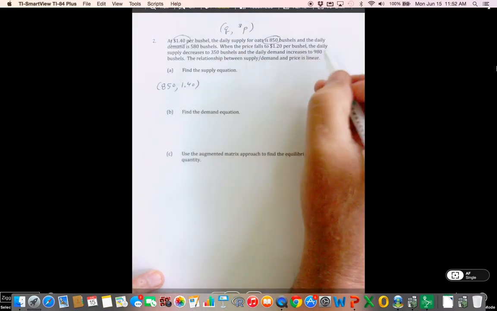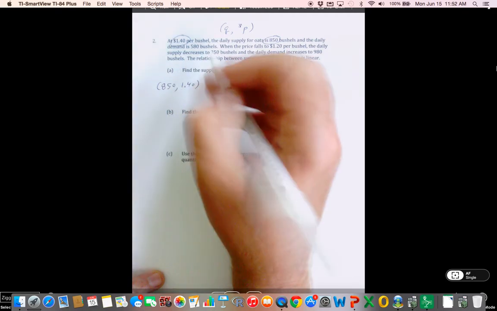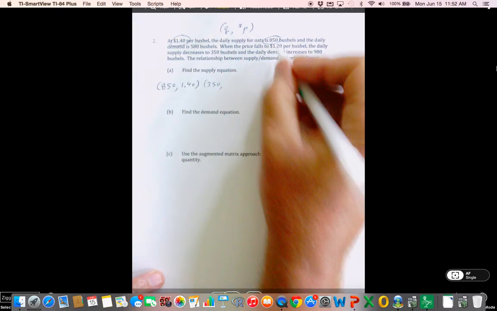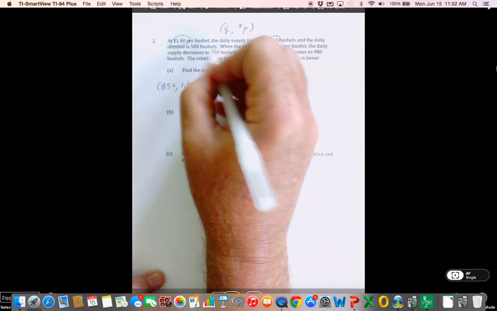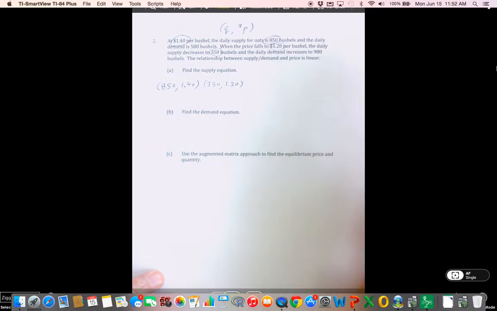And then we come down and look for the supply. When the price falls to $1.20, the daily supply decreases to 350. But we're working at a price of $1.20. I like to circle these so I know what I've used. Just kind of helps a little bit.